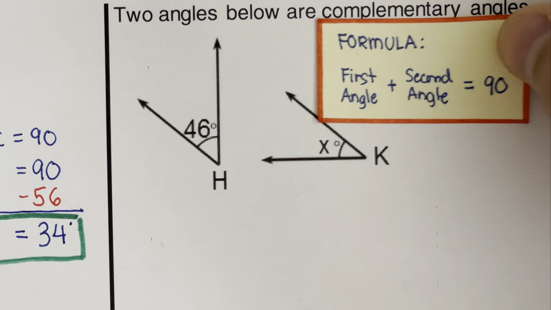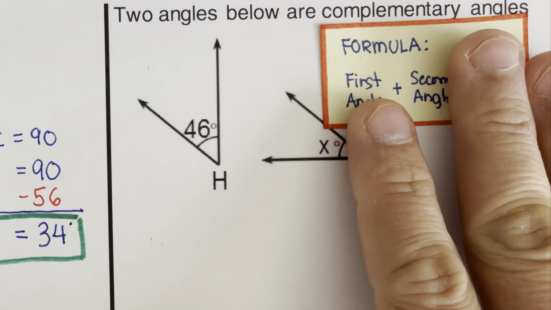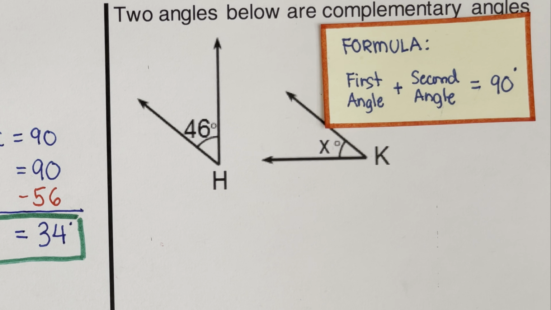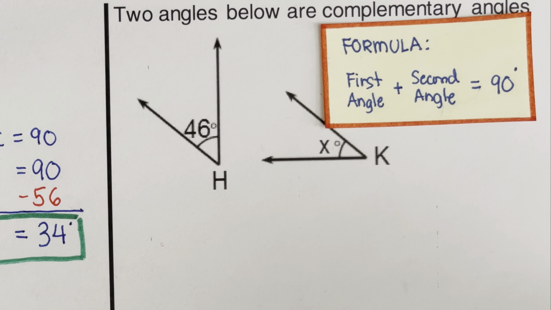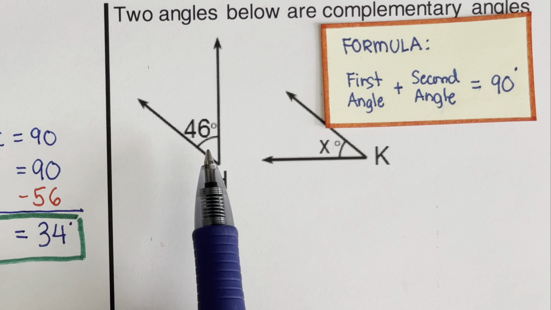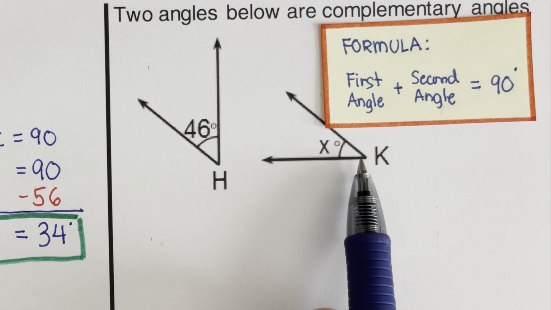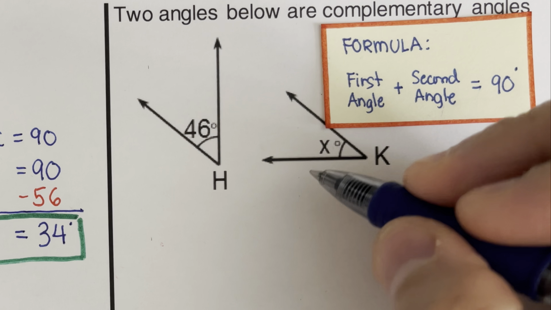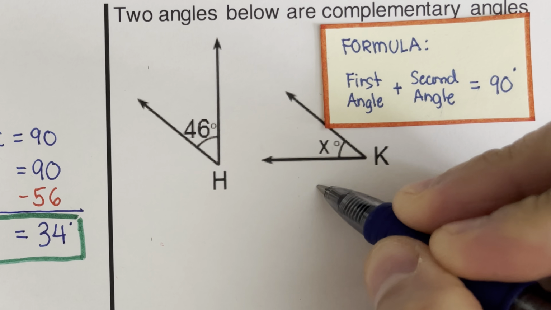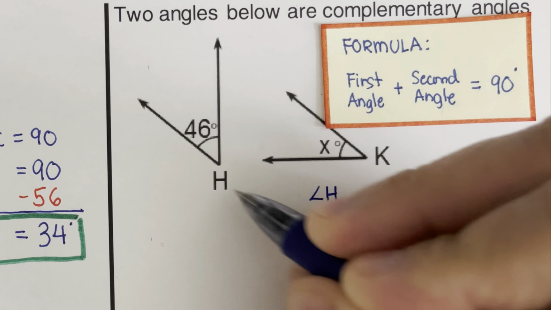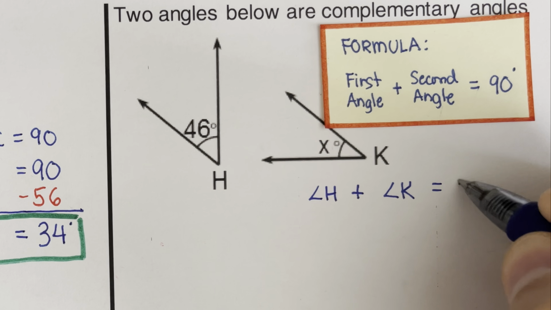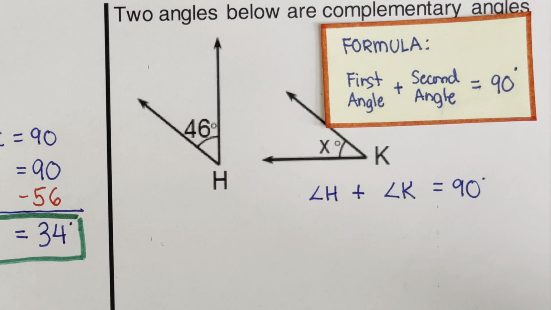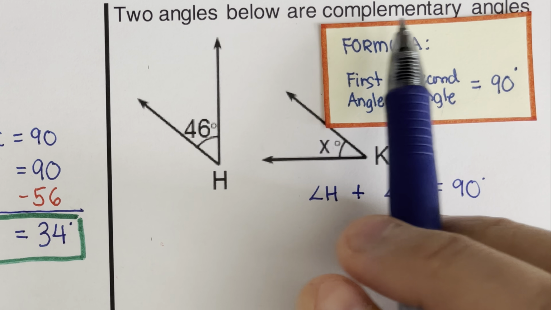Okay, so we go over the problem here. We got here the formula for complementary angle, that is the first angle plus the second angle is equal to 90. Looking at this, we can assign this as our first angle and this as our second angle. So the first angle is angle H, that's the first one. The second angle is angle K. And that is equal to 90 because we mentioned in the problem that these two are complementary angles.